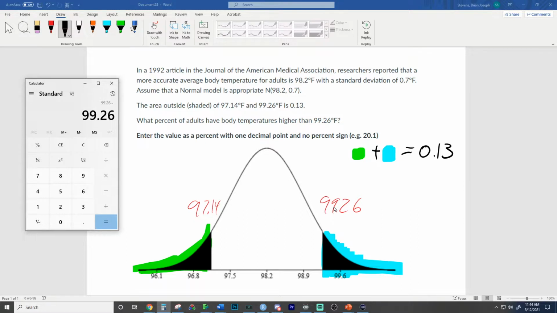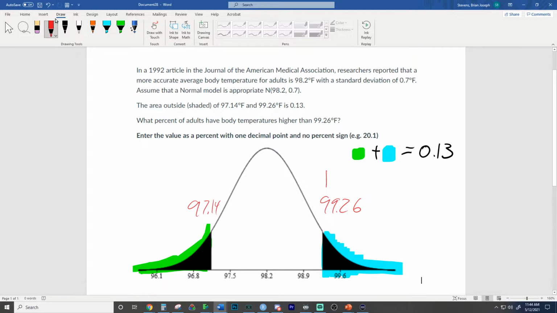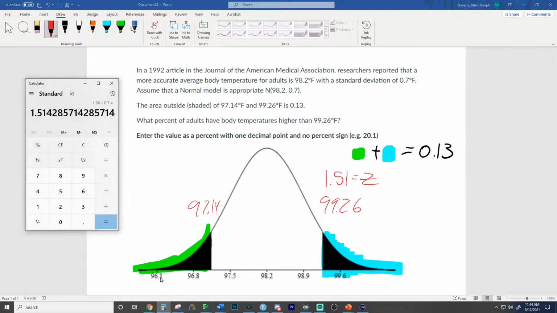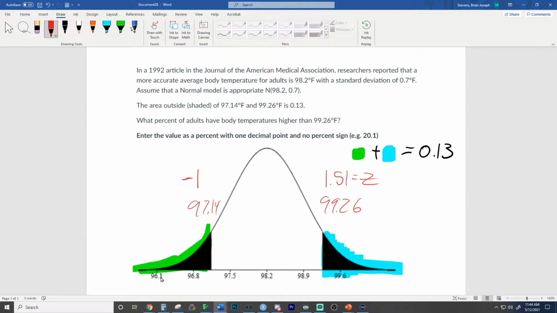99.26 minus 98.2 divided by 0.7 has a z-score of, and I'll write the z-score here in red above it, 1.51. That's its z-score. Now, what do you think the z-score is going to be for this one down here? The z-score for this one is going to be observation, which is 97.14 minus 98.2 divided by 0.7. And what do you notice the z-score is for it? What is the z-score for it?